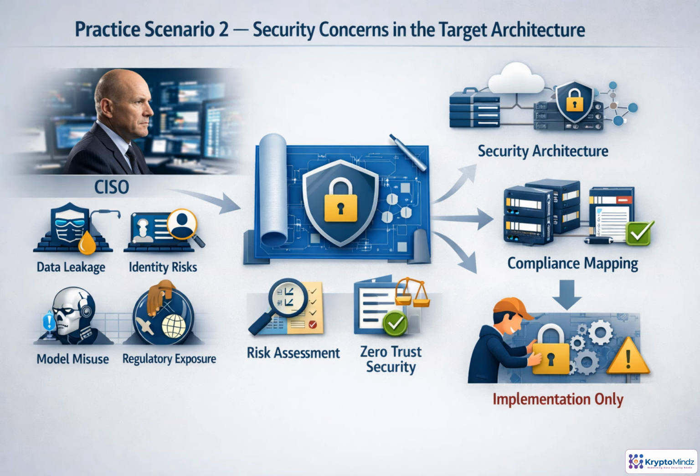If the CISO raises concerns, don't leave them for the delivery team to solve later. Data leakage, weak identity control, model misuse, and regulatory exposure are architecture concerns. Translate each concern into an explicit architecture requirement, then address it through security viewpoints, risk assessment, zero trust controls, and compliance traceability. Think MFA, private networking, encryption, audit logging, and data classification. The trap is treating security as an implementation detail instead of part of target architecture design.